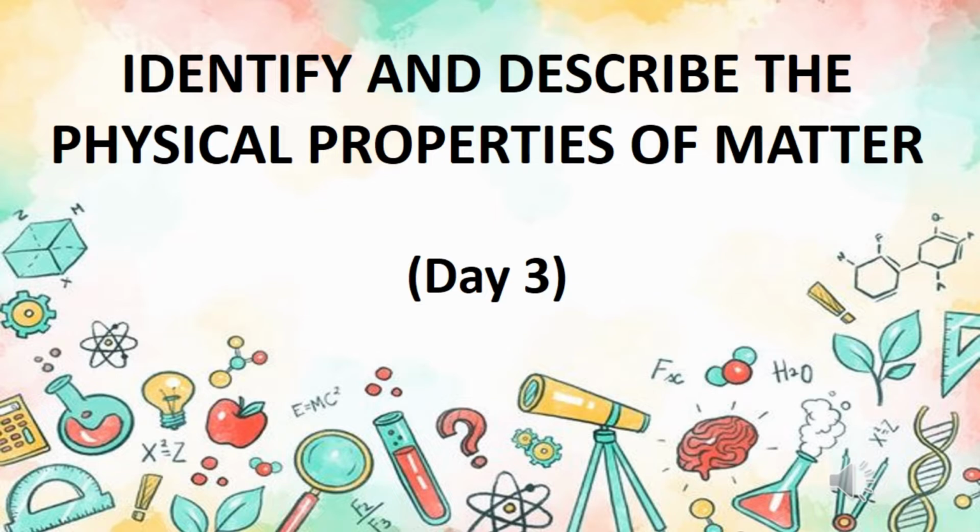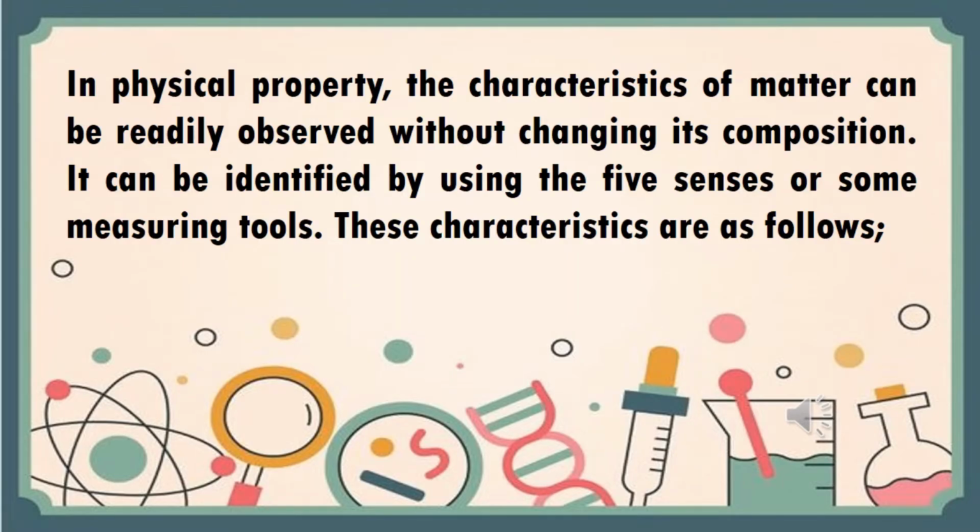Today, our lesson is all about identifying and describing the physical properties of matter. In physical property, the characteristics of matter can be readily observed without changing its composition. It can be identified by using the five senses or some measuring tools. These characteristics are as follows.